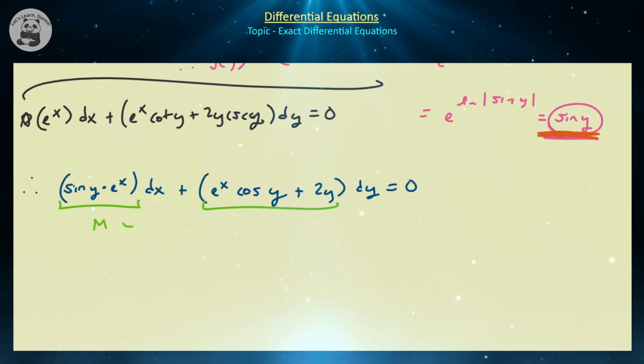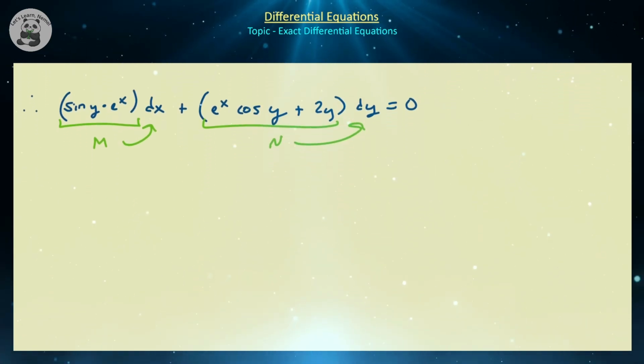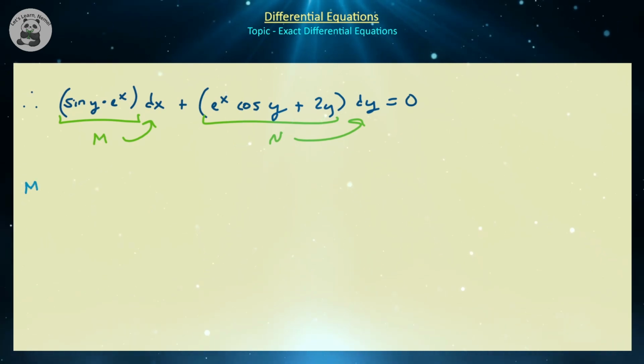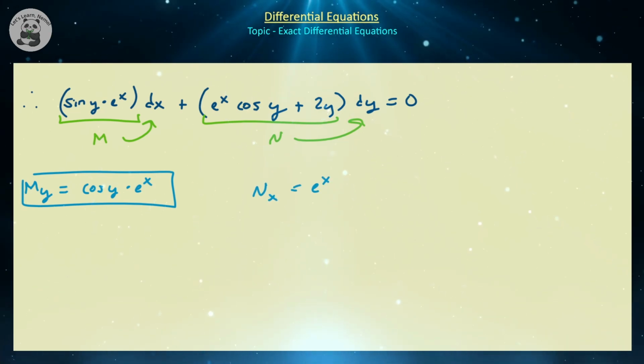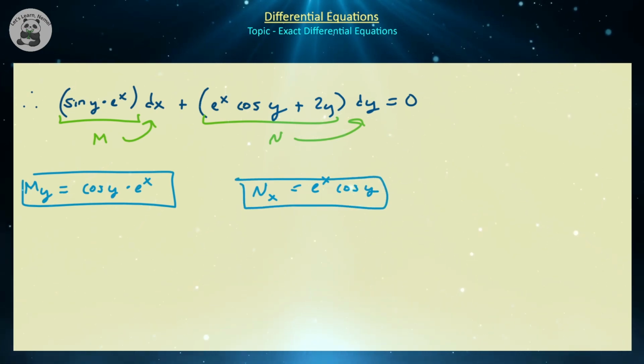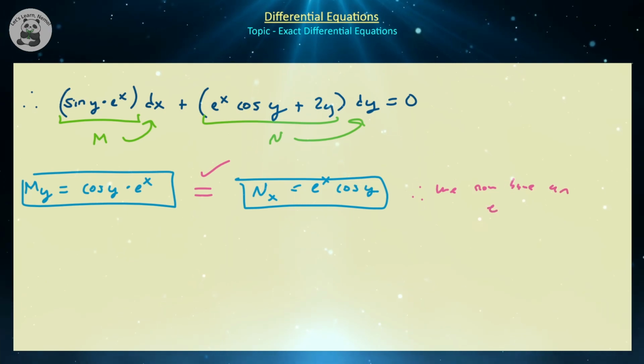So we have our m here, which is associated to dx, our n, which is associated to dy, and let us hope that my and nx are equal to each other. So the partial of our new m with respect to y is going to be equal to cosine of y times e to the x, and the partial derivative of n with respect to x is going to be equal to e to the x cosine y, and the derivative of 2y is just 0, so we're just going to be left with e to the x cosine y, and notice that they are the same. Therefore, we now have an exact ODE.